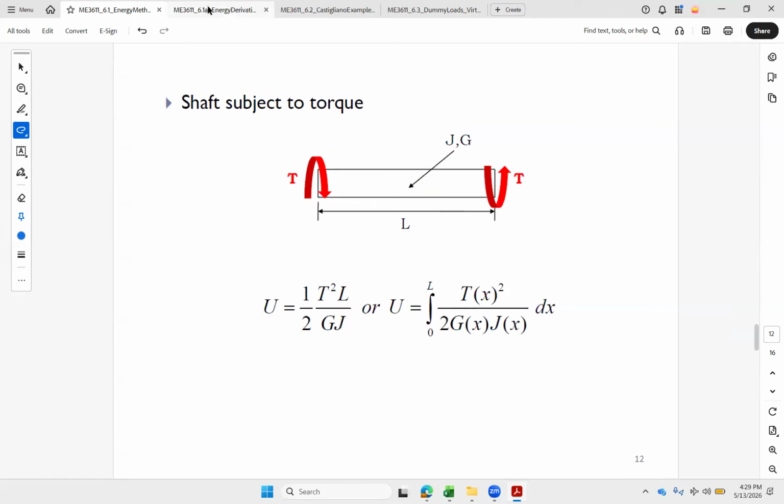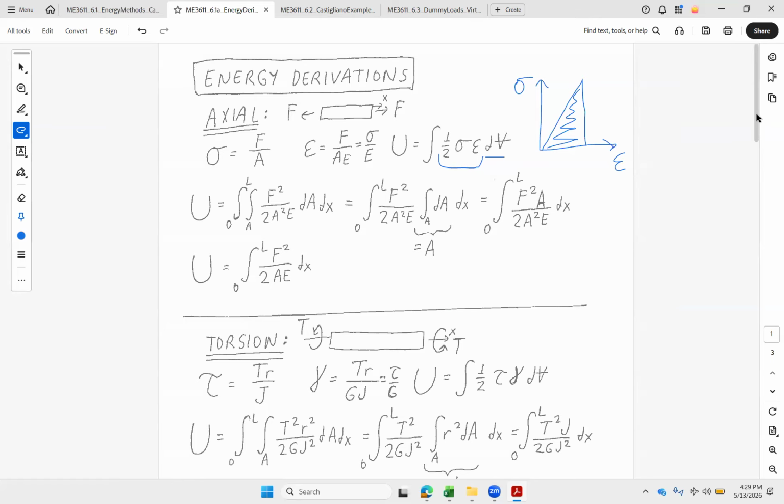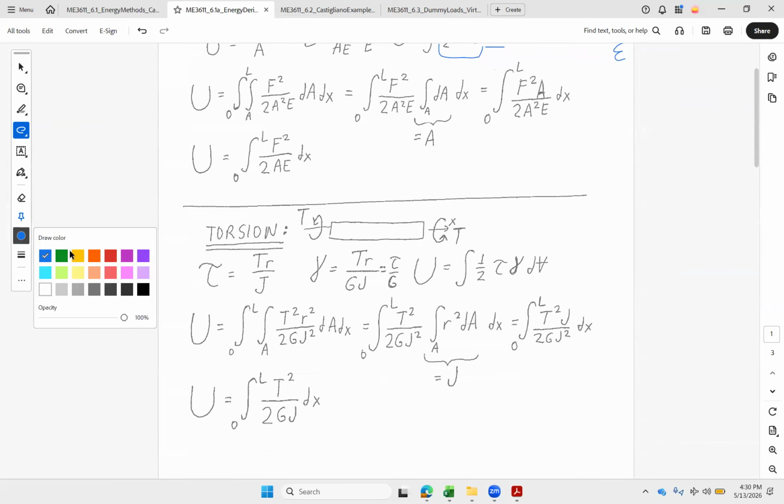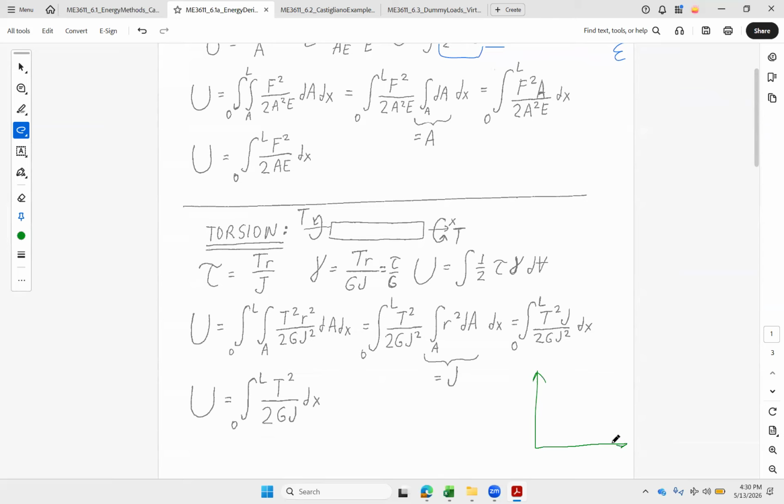Let's take a look at a torsional bar next, probably the next simplest one to look at. Now, in this case, we're not going to look at sigma versus epsilon. We're going to look at tau versus gamma. But it's still elastic, and it still has that linear behavior like this. What's our slope between tau and gamma? What's the Hooke's law there?